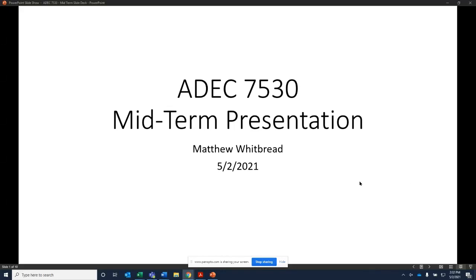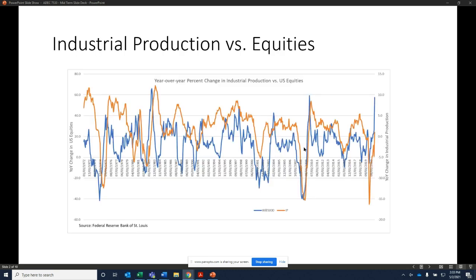This is my midterm presentation for the business cycles project that we're all working on. It's not complete yet, but this is an update on what I've done so far, the framework I'm following, and how I'm trying to get to some of the conclusions here. So we'll start off with the framework of what I'm trying to get at within this study.